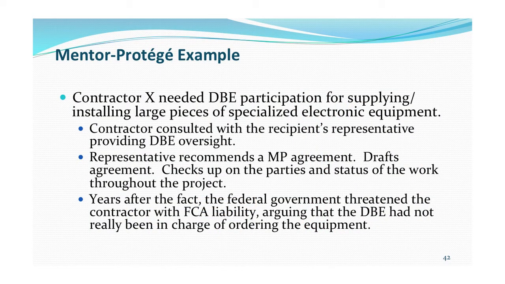Again, here's an example of a mentor-protege agreement. The DBE wanted to install large pieces of specialized electronic equipment. With the help of the recipient's representative, MnDOT's representative, they formed a mentor-protege agreement. MnDOT helped draft the agreement. They checked up on the progress of the mentor-protege agreement throughout the job. Years after the fact, the OIG comes in and says, well, this DBE really didn't have full control of ordering the equipment. Of course not, because it wasn't used to ordering this type of size of sophisticated electronic equipment. It was relying on its mentor to help. But there was a False Claims Act allegation, even though it was an approved mentor-protege agreement.